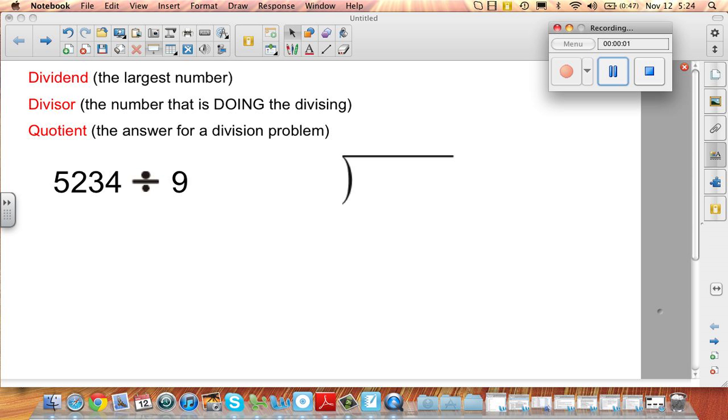Hello, dividers. Big day here. We've got 5,234 divided by 9. You don't know that one. I don't know what. Oh, maybe you do. I don't know that one.